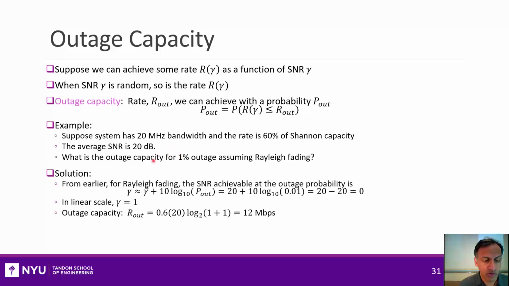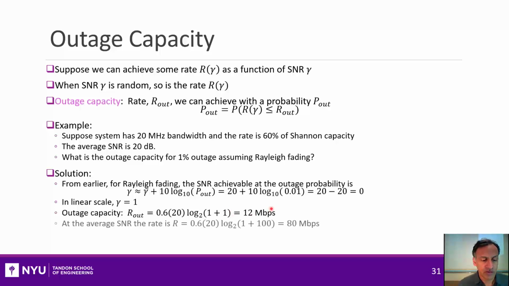Well, just like before, you know that the average SNR is 20 dB. With a 1% outage, you have to basically add on another 20 dB. So you can only assume that you're going to get 20 minus 20, or 0 dB with 99% probability. So take that 0 dB, convert it to linear scale, and put it into Shannon's formula. This is the 0.6 from my assumption that we're at 60% of Shannon capacity, 20 for the bandwidth, and log of 1 plus the SNR, and you get 12 megabits per second.